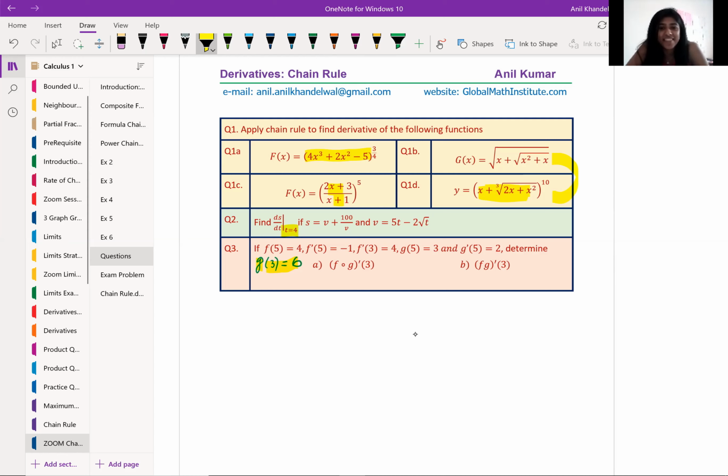And then part B is the derivative of the product of f and g, at x equals 3. Correct. So that is another question for you, which you need to do, and you clearly understand that the first part is asking for the chain rule, and the second part the product rule. That should not be very difficult.